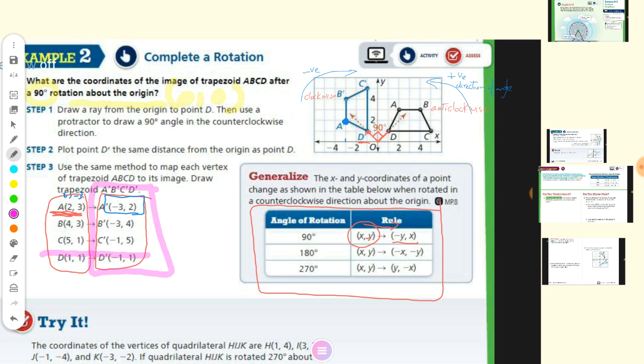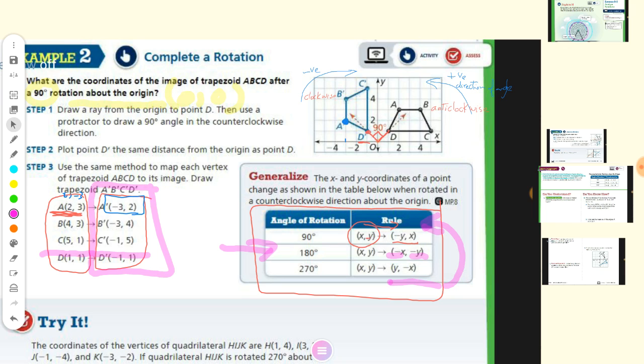So if he told me to rotate around the origin point, angle of rotation 180, just change the sign of x and the sign of y. What about if he said rotate it 270 degrees? Change the sign of x, change x with y, the opposite of 90, okay? This is how to rotate the points.